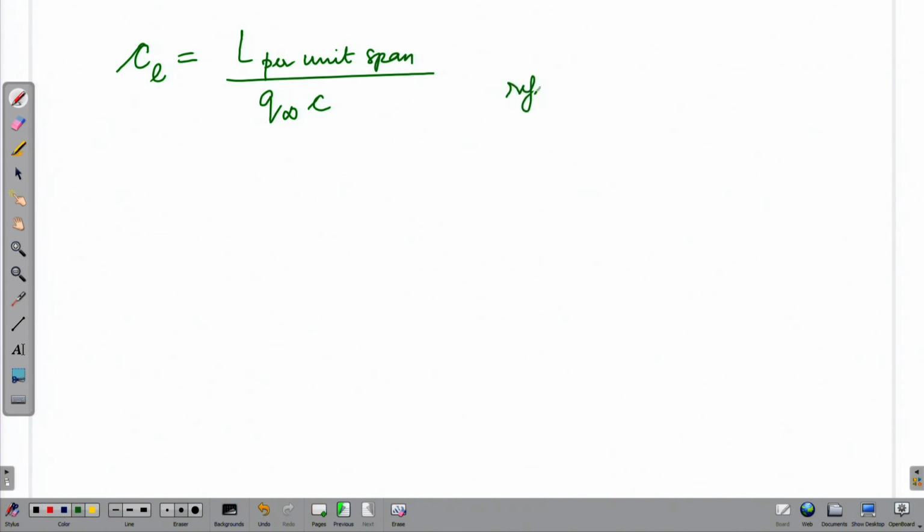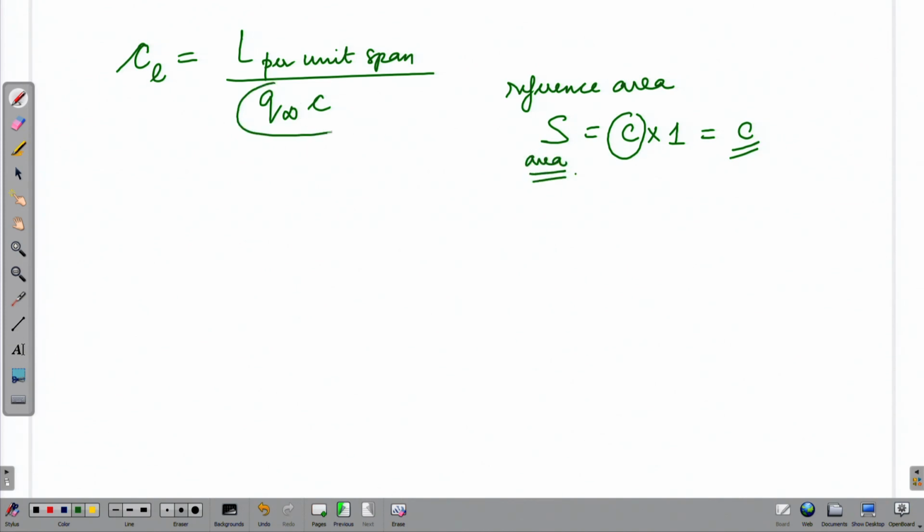Remember that the reference area in this case S is the chord into unit span. The chord essentially remains constant in the third direction. So, the c is basically representing area. Therefore, these are dimensionally consistent, with the numerator, both are forces. This is essentially pressure, which means force per unit area, and this is area. So, the two when multiplied gives you force.